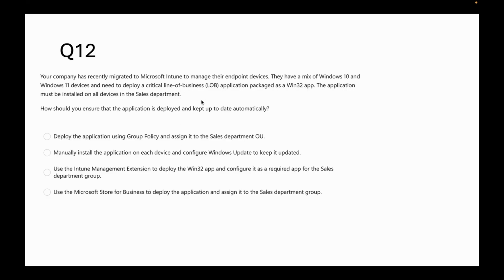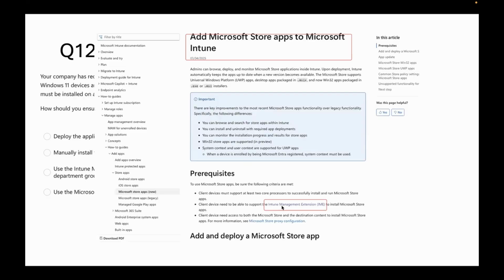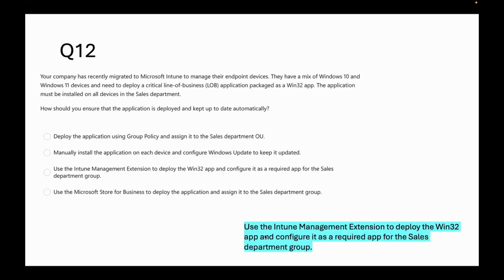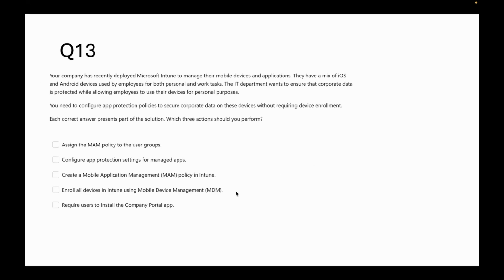So even if I just pick that point, and as per that point, if I try to find the answer, this is going to be the correct one. But there is one more thing that we need to understand. Whenever you're trying to install any application, this Intune management extension is required for that. Even if you go and explore the Microsoft document, you can see under the prerequisites, there is Intune management extension that is required. So the right answer would be what? Use the Intune management extension to deploy the Windows 32 app and configure it as a required app for the sales department group. Okay, so let's move to question number 13.